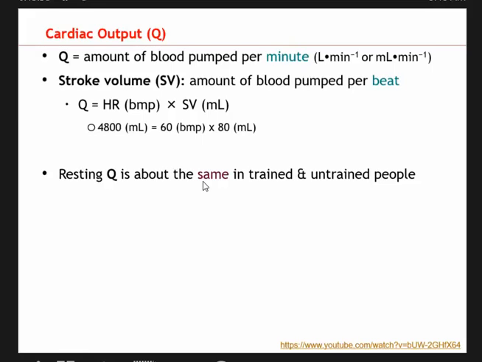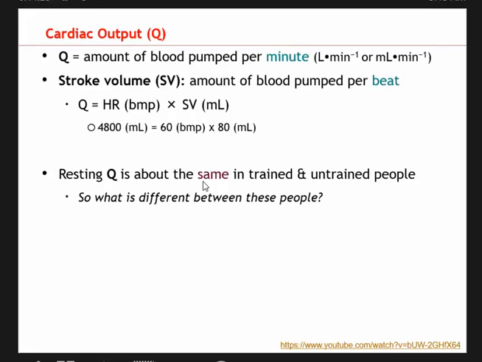So we have a point right here, which I already mentioned, is resting cardiac output is about the same in trained and untrained people. So regardless of your training status, if you've never trained, never exercised in your life, versus if you consider yourself to be highly trained, you and that other person have a very similar cardiac output. So somewhere around 4.5 to 5.2 liters of blood. So what's the difference between these two people? If it's not cardiac output, it's going to be heart rate and stroke volume. So how do we figure this?